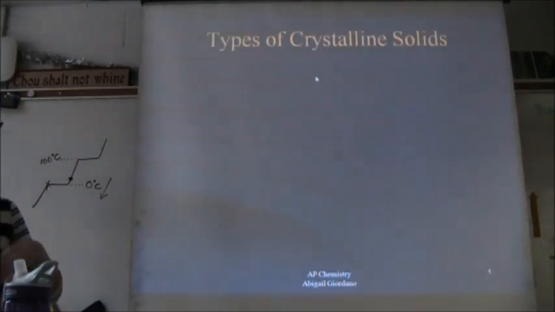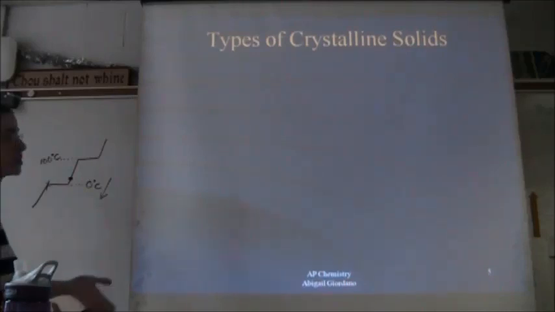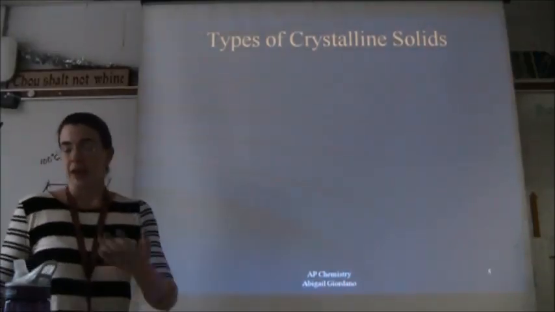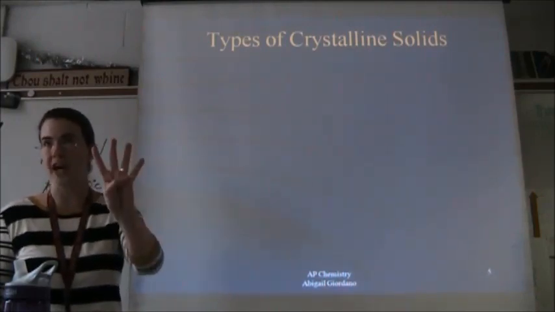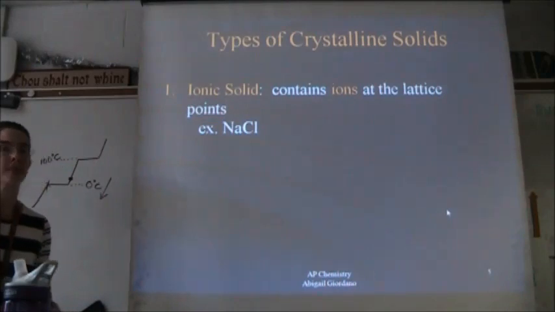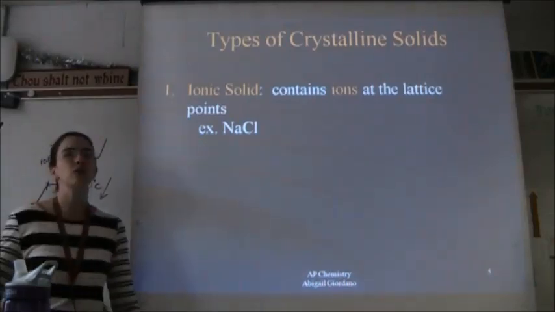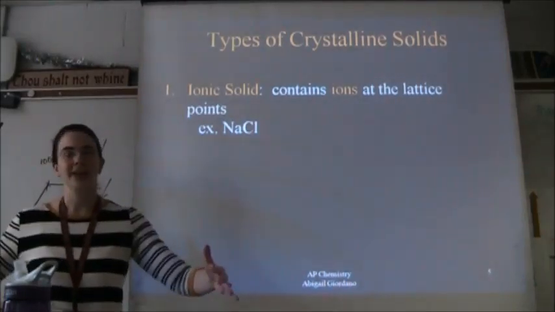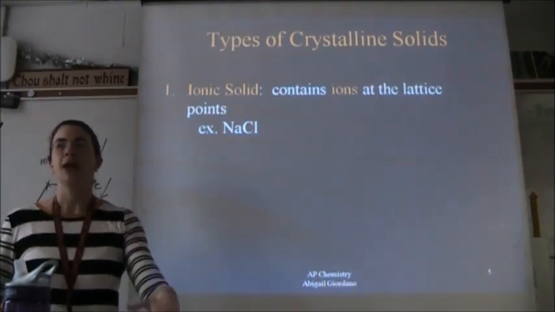Now, part of what you will be asked to do in this chapter is to classify solids. You'll be given some substance and it'll say, what type of solid is this? If we're looking at a crystalline solid, which you will be, there are 4 types. Here's the first. First type of crystalline solid is an ionic solid. Okay? Guys, how do you know? Think Chem 1. How do you know if a compound is ionic? Metal and non-metal.